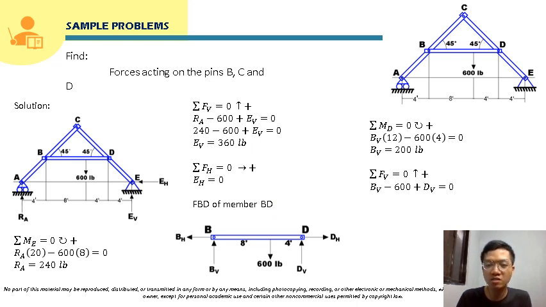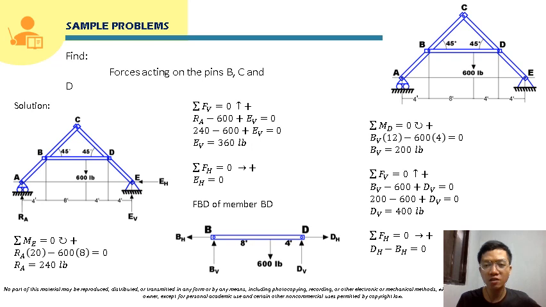Summing up forces vertical, that will just be BV minus 600 plus DV is equal to 0. We already solved for BV, and that is 200. So solving for DV, it will just be 400 pound. Also, if we sum up forces horizontal here, it will just be DH minus BH, and that will be equal to 0. But we don't know yet the values of DH and BH. We just know that DH is equal to BH.